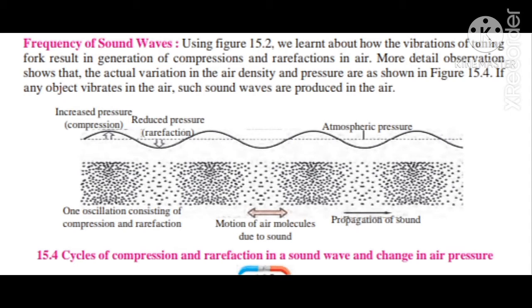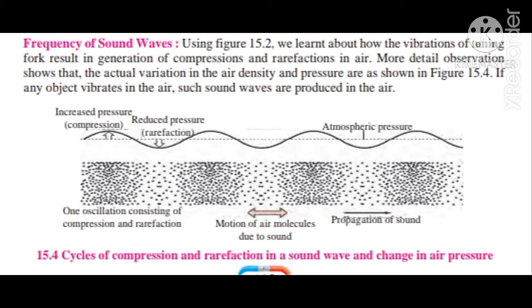The portion where the density and pressure is minimum, where the particles are slightly far away from each other, is known as rarefaction. This compression and rarefaction together make a sound wave. From figure number 15.4, we understand that one compression and one rarefaction together form one cycle of the sound wave.